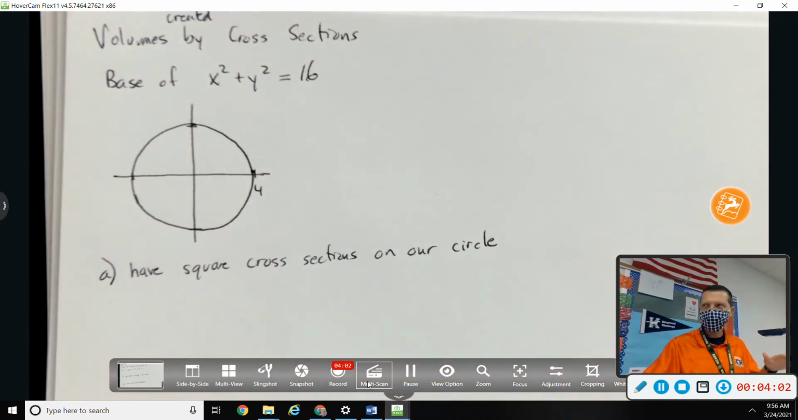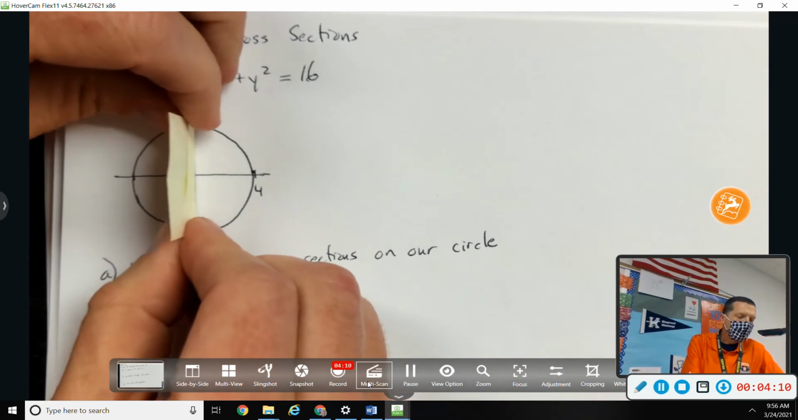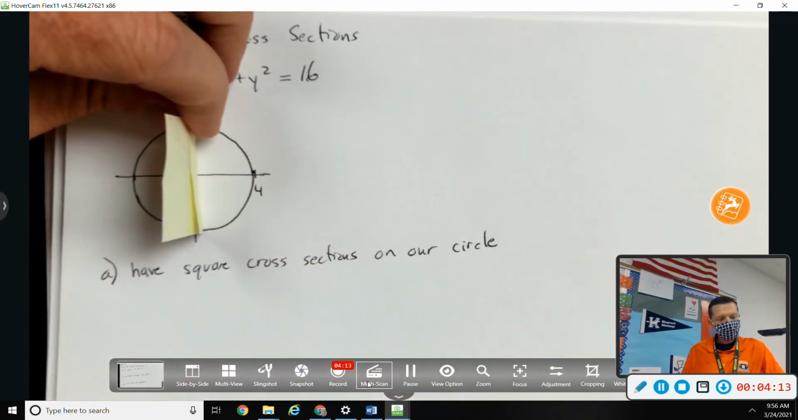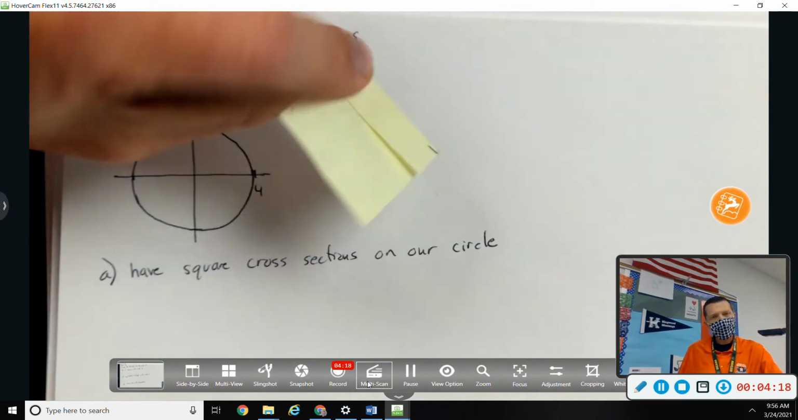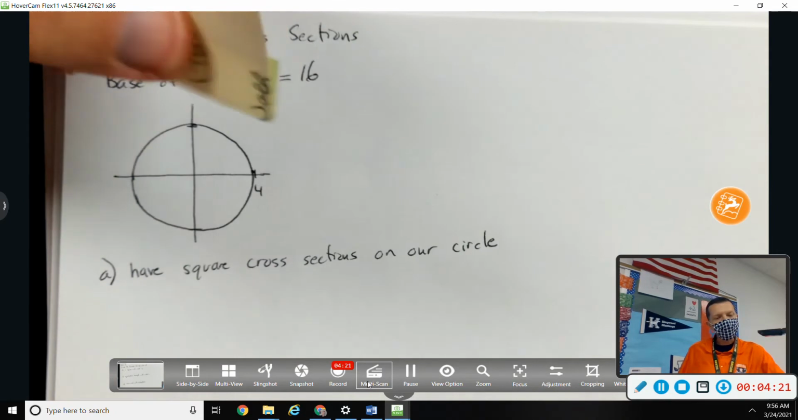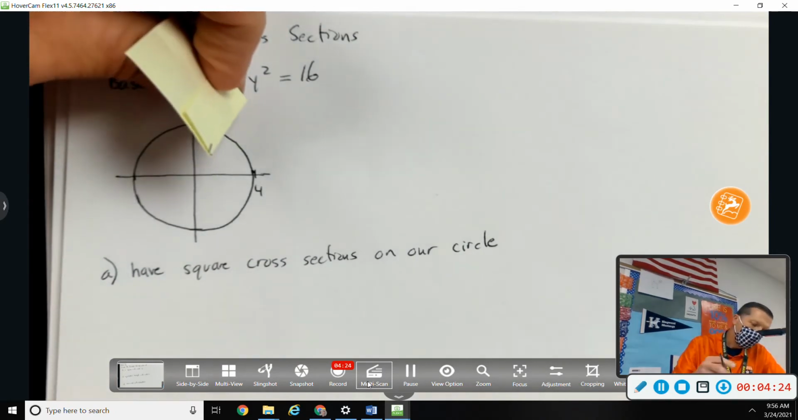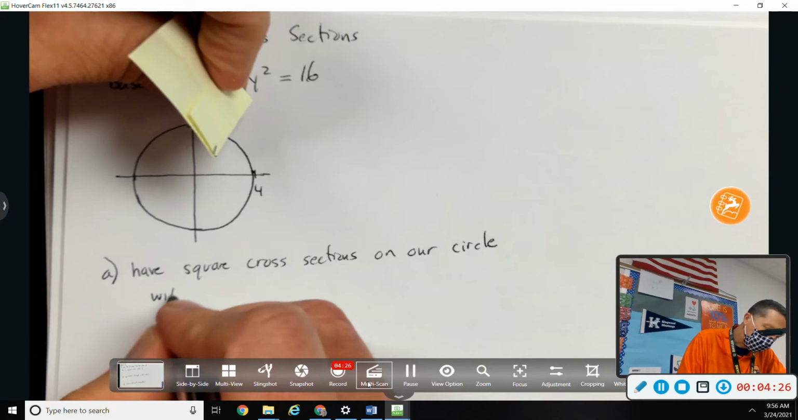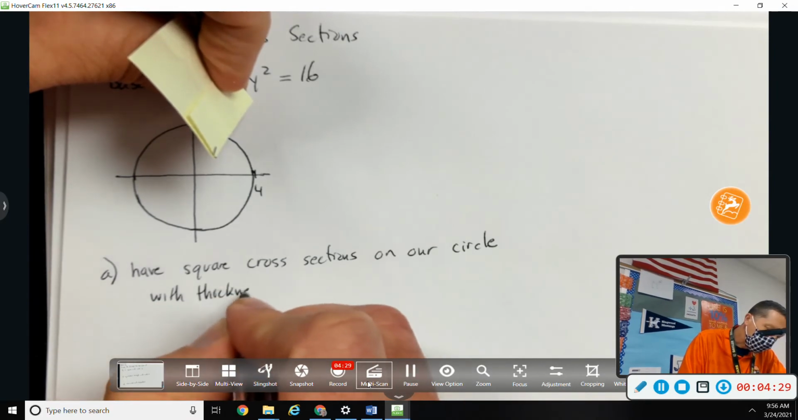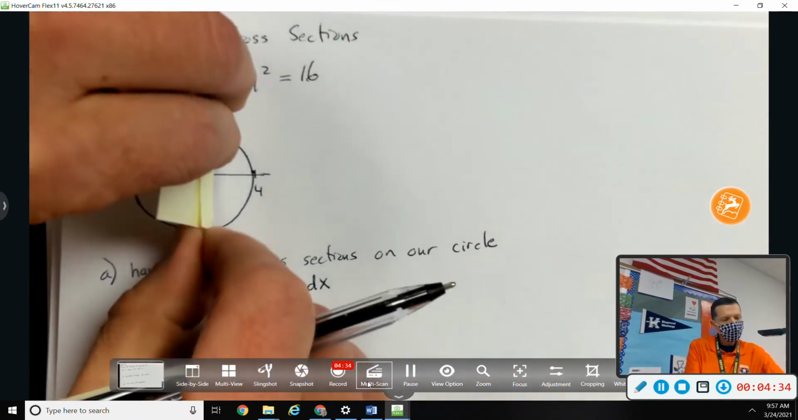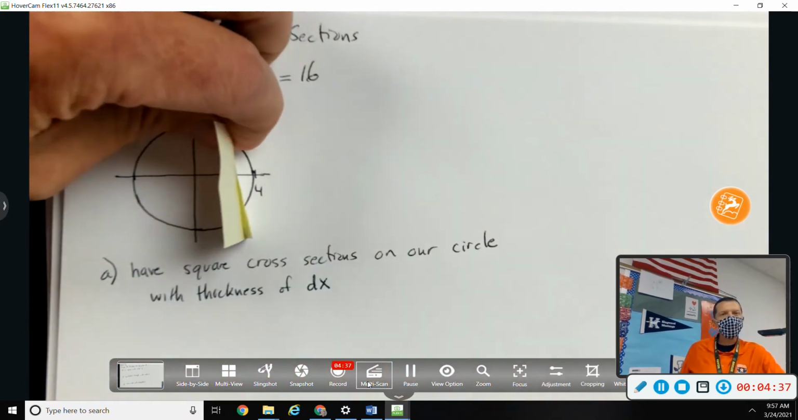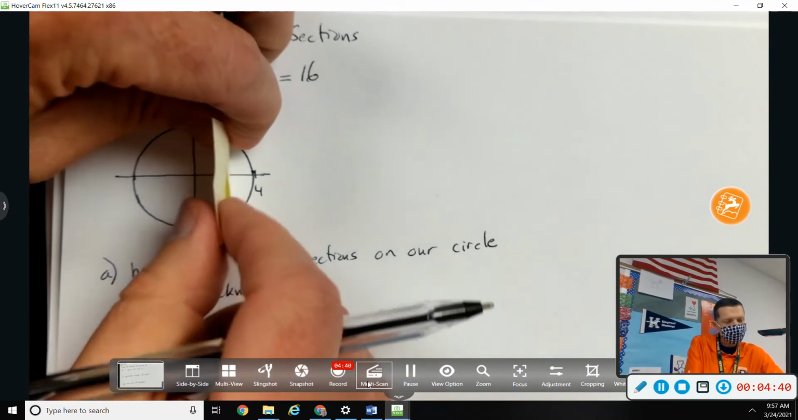Are the squares lines or do they have volume? It's a good question. Their thickness, so you're actually going to add up all the areas. So you can think of the square as having an area, and its thickness is super thin. Our square cross sections with thickness of dx. So it's super small, just this really small dx.